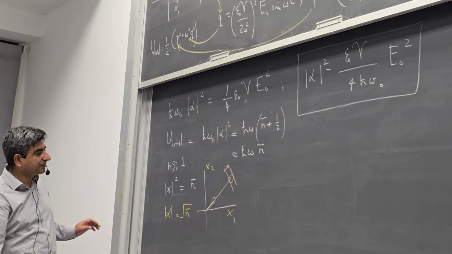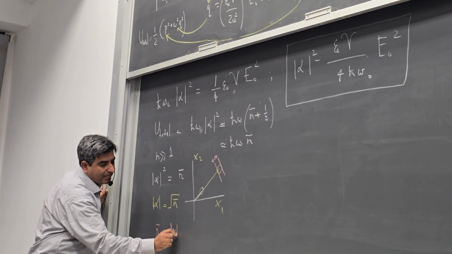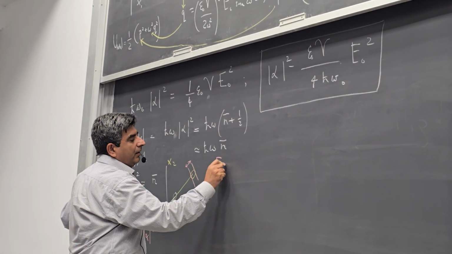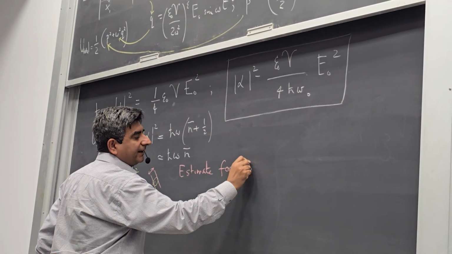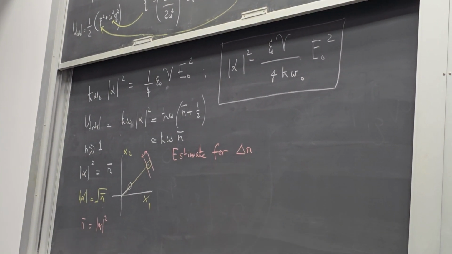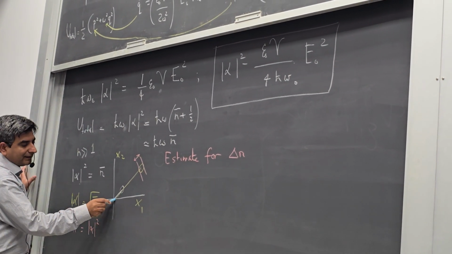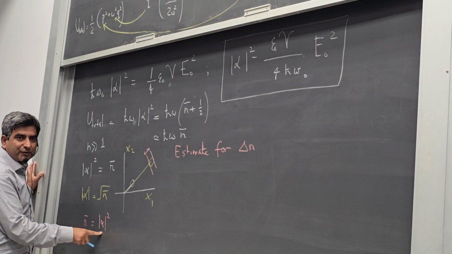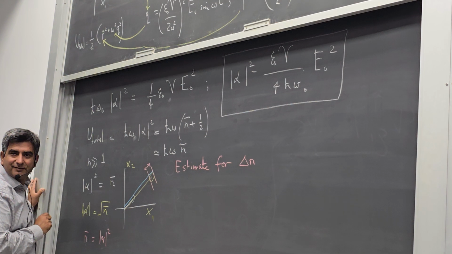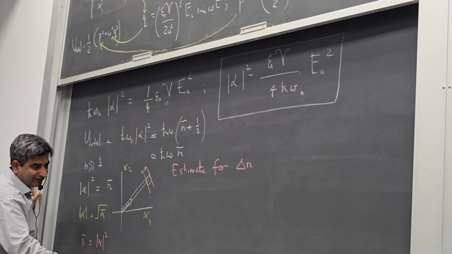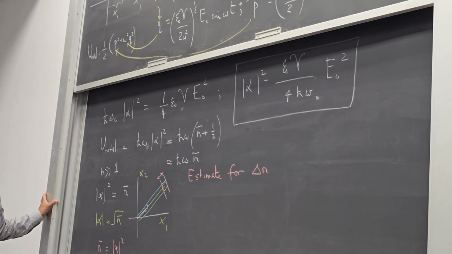Okay, so from this expression, I do know that n average is alpha mod square. So let's do an estimate for delta n. Right? So an estimate for delta n would be, now n is proportional to alpha mod square. So this would be this distance squared minus this distance squared. And we know that the width of this circle is 1/2.